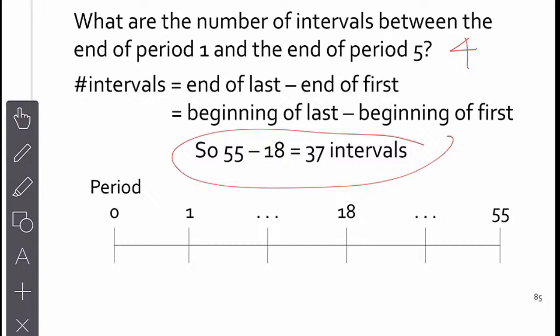But before we do that, we're going to do the interest rate conversions. Okay, so if you want intervals in between, it's last minus the first. You can do it from the end to the end or the beginning to the beginning. Again, we're not going to work with the beginning of period too much, but if you're going to calculate intervals from the beginning of a period, you have to go to the beginning of a period. All right. So that's how that works.